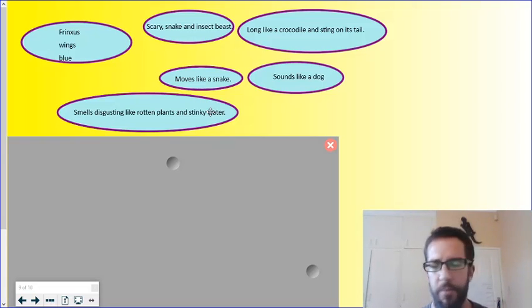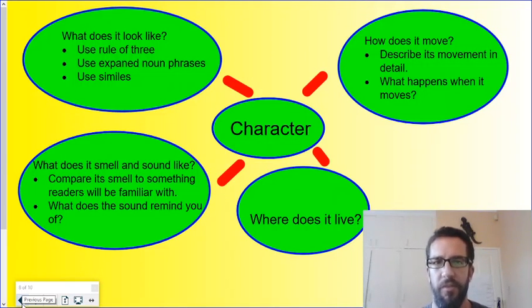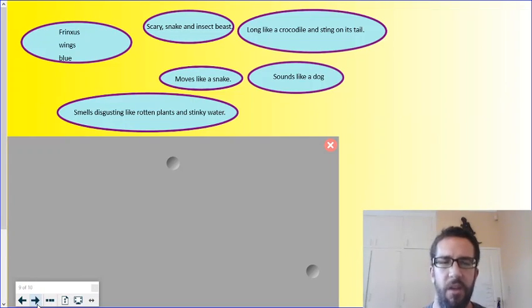You're going to write a descriptive paragraph about it, and just jot down those ideas using those as your prompts. Okay, what does it look like? What does it smell like? What does it sound like? Where does it live? And how does it move? And you're only going to try and write 1 sentence on each. So my paragraph is only going to be about 4 sentences.